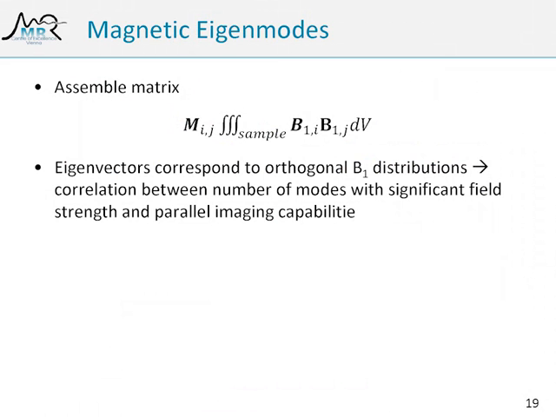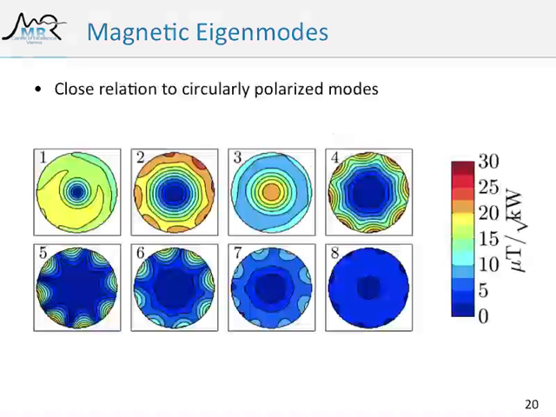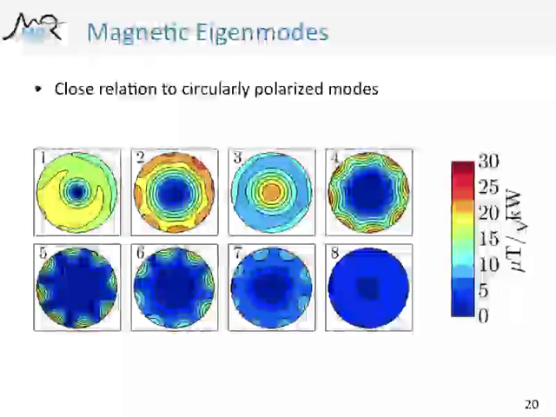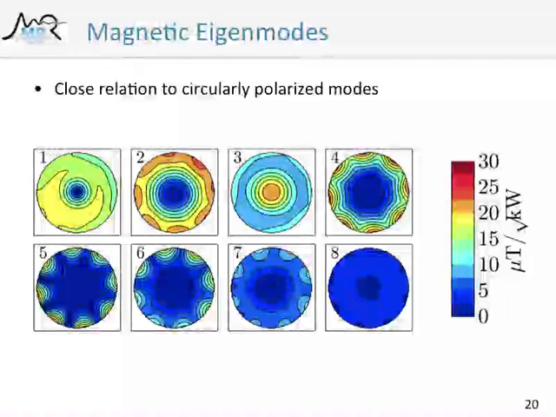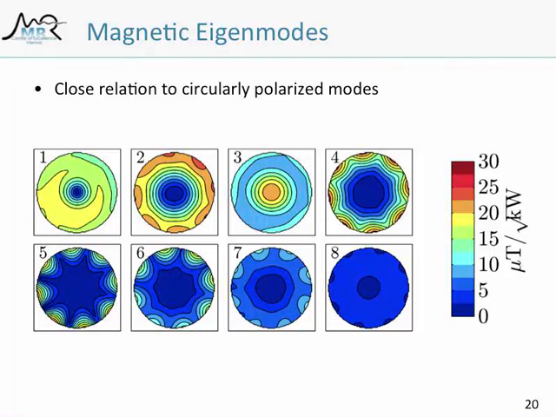Before, we calculated those eigenmodes based on the electric fields, and now we can do the same for the B1 field distributions. That is again for the 8-channel coil array we saw before. That's what we get out there. That's now a little bit different view. We see that's the homogeneous mode that we are looking for. It's a normal CP birdcage mode.